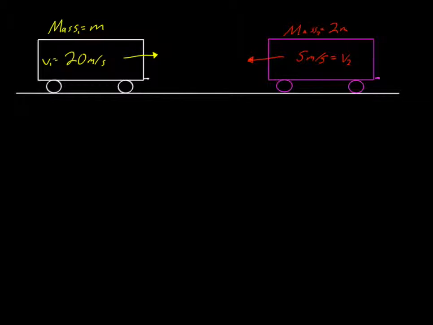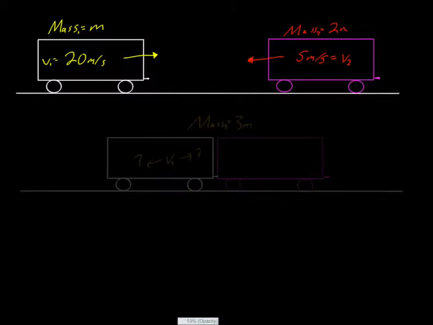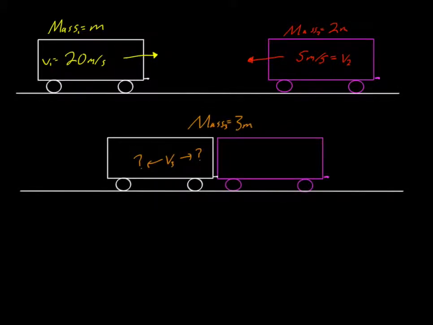So, whenever they collide and they couple together, their mass will be 3m, but what about the velocity? How high will the speed be? And in addition, what direction will it be in? Will the car be going to the left or to the right?